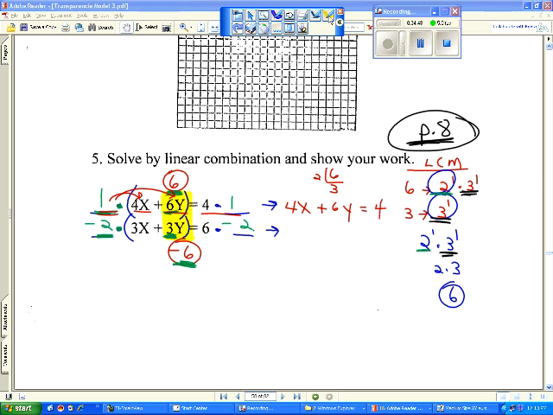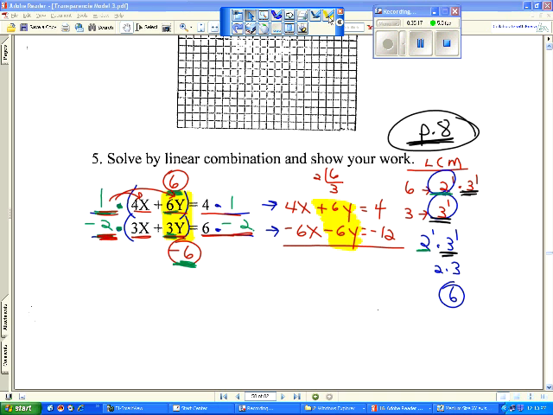Multiplicative identity. You multiply by 1, it keeps its identity. Negative 2 times 3x is negative 6x. Negative 2 times 3y is negative 6y. Negative 2 times 6 is negative 12. So we have created additive inverse y's by multiplying through by the factors that we needed to accomplish just that.